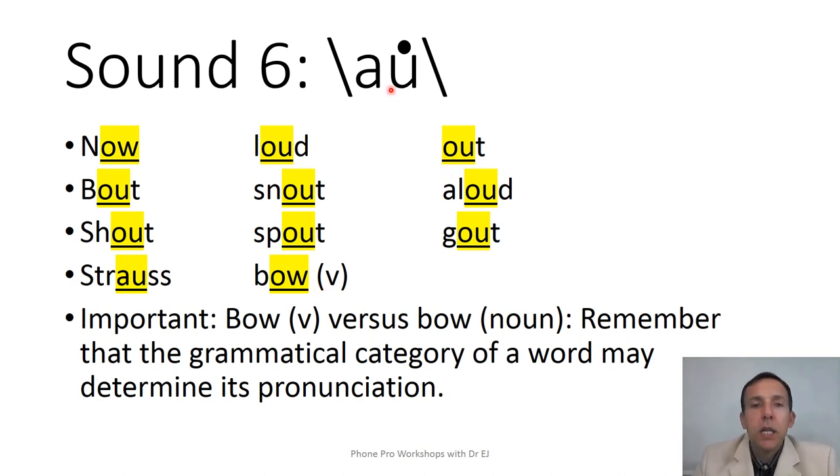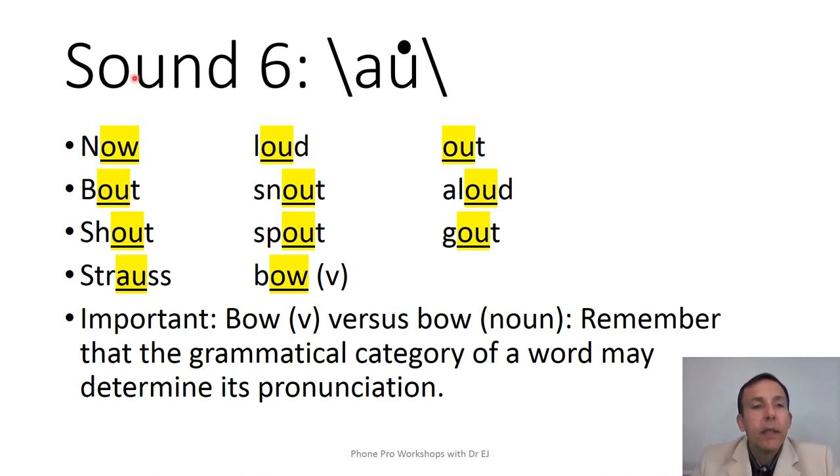Now, let's continue with the sound ow and the next word column. This one is pronounced out. If you say out, that is incorrect, okay? That is not correct. It's out. Next, allowed. Allowed. And the last one is gout. Gout. Okay, this was sound number six.